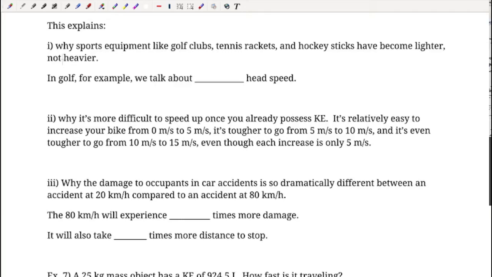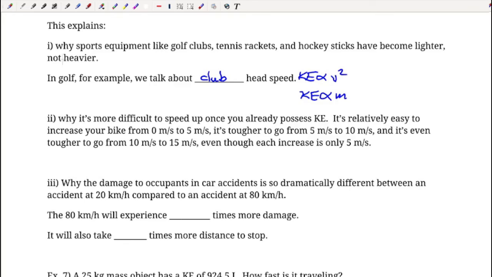So this idea of double the speed, double squared, or 4 times the energy explains why sports equipment like golf clubs, tennis rackets, and hockey sticks have become lighter, not heavier. This allows you to make them move faster and give them more energy. In golf, for example, we talk about club head speed because that's where the majority of the mass is. And again, the faster you can get it to go, velocity squared is going to give you more kinetic energy, whereas kinetic energy is only proportional to 1 times the mass. If you can get it going faster, it gets you farther than just increasing the mass.